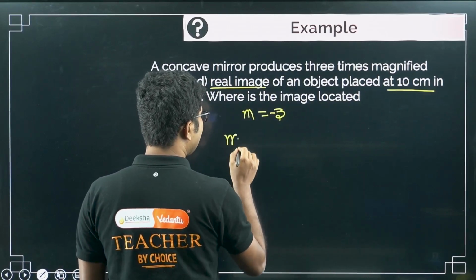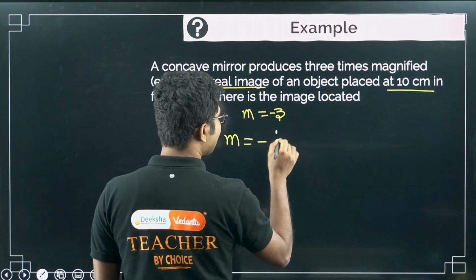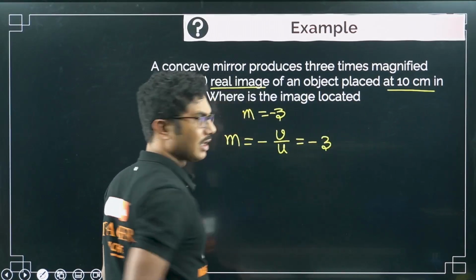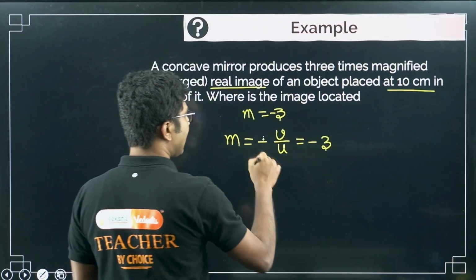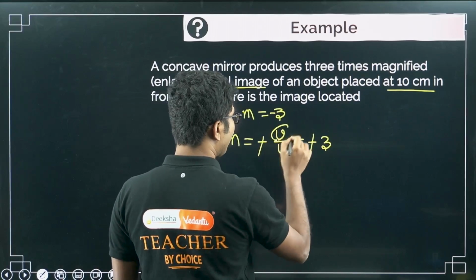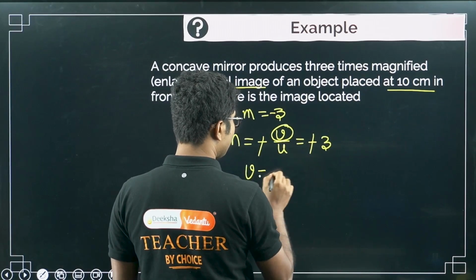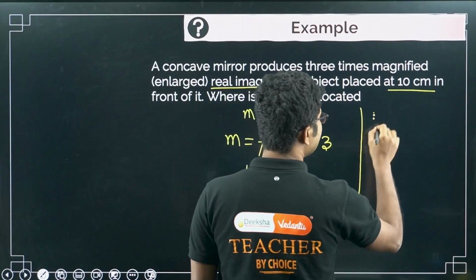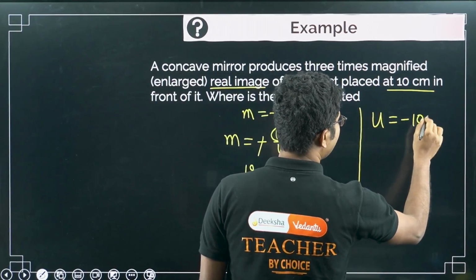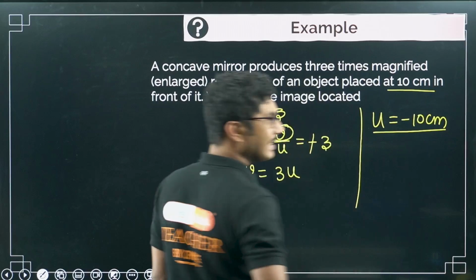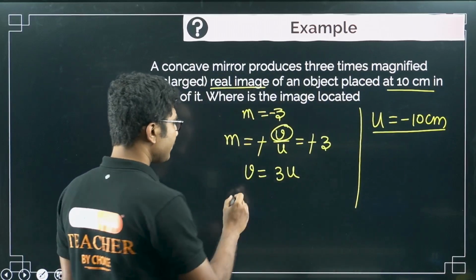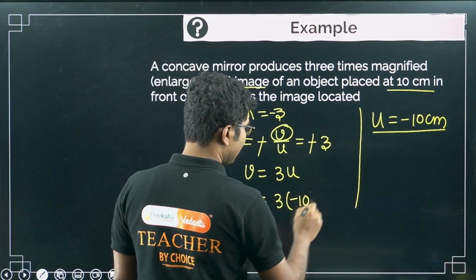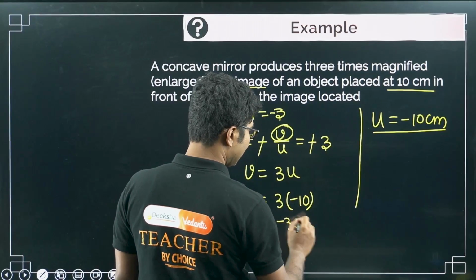We know that for a mirror, magnification is given by minus v by u equals -3. This minus and this minus cancel. We are trying to find v, so v equals 3u. And object distance is minus 10 cm. Object distance is always negative. So v equals 3 times minus 10, that is minus 30 centimeters.